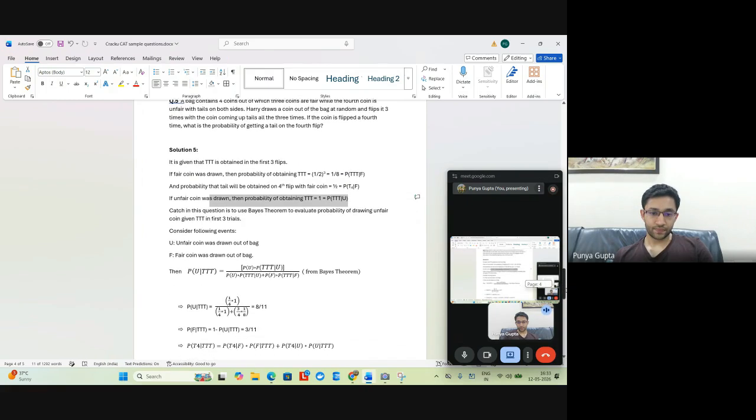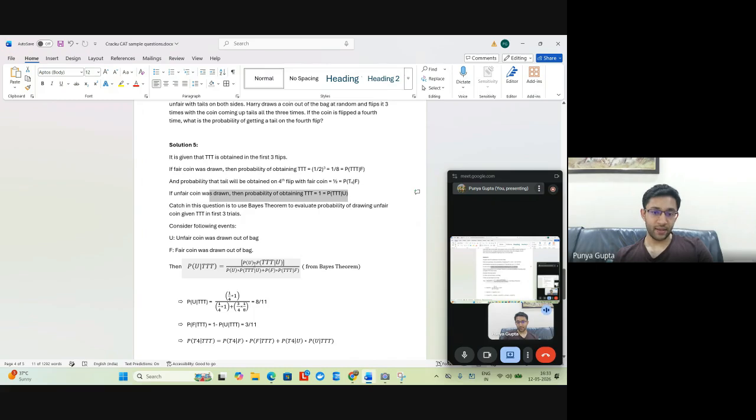Okay, so this probability is simply the probability of the unfair coin times the probability of getting tail, tail, tail given that we chose the unfair coin, divided by the total probability of obtaining tail, tail, tail. That is the probability of choosing the unfair coin times the probability of tail, tail, tail given the unfair coin, plus the probability of choosing a fair coin multiplied by the probability of obtaining tail, tail, tail given that we started with a fair coin.